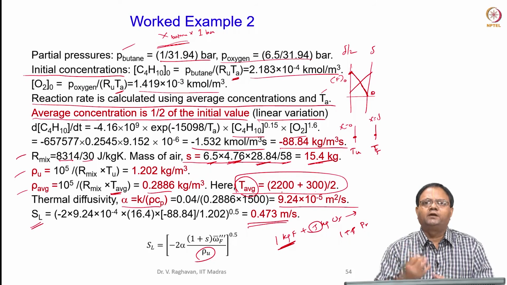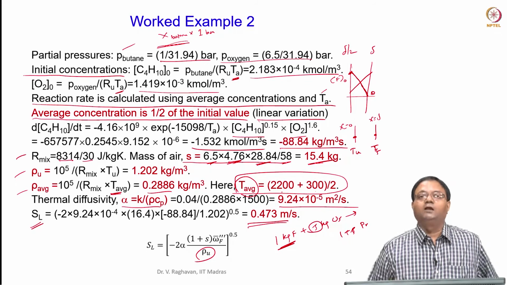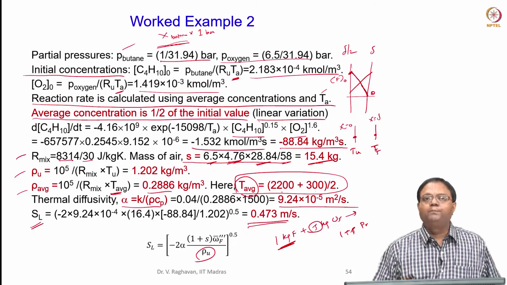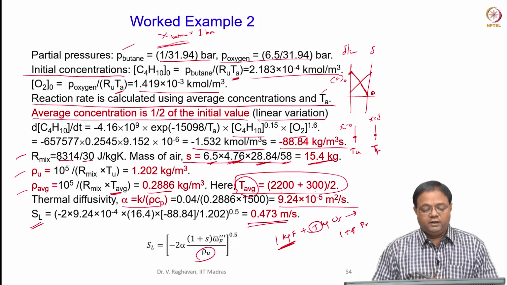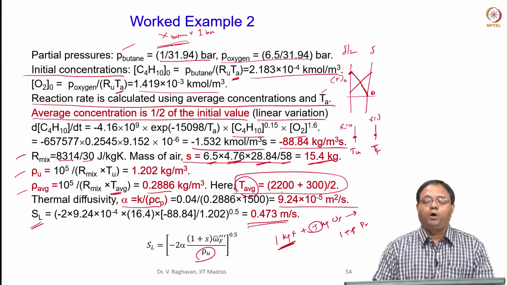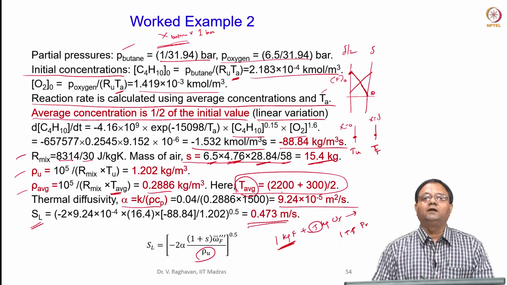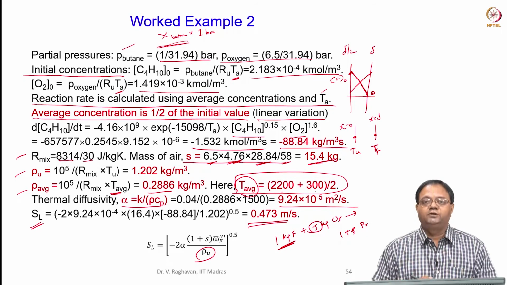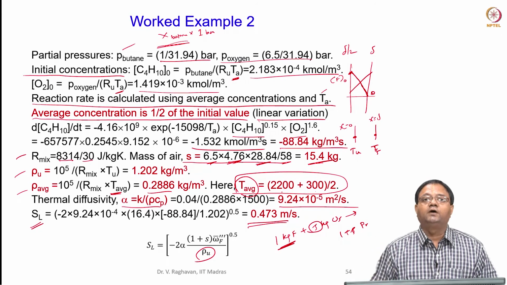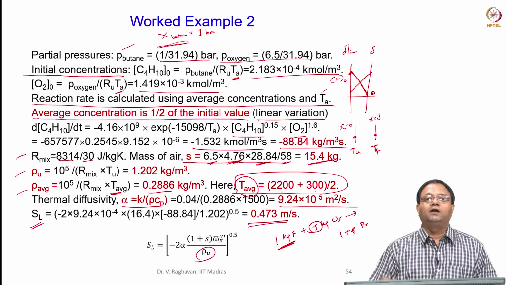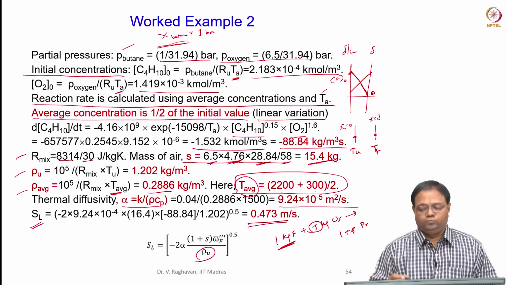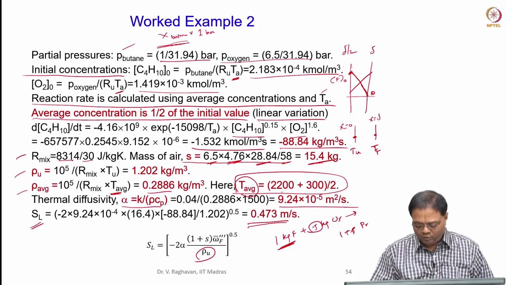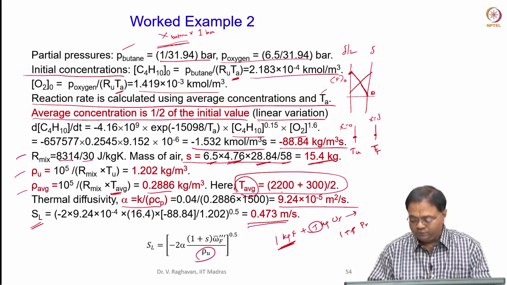You are over predicting this. So this is the way you calculate SL based upon the simplified analysis. The main important point to note here is that the values of the properties have to be evaluated at an average temperature. Similarly, the reaction rates and the concentrations of the reactants have to be calculated at some average temperature, which is very close to the reaction zone. So we will stop this now.